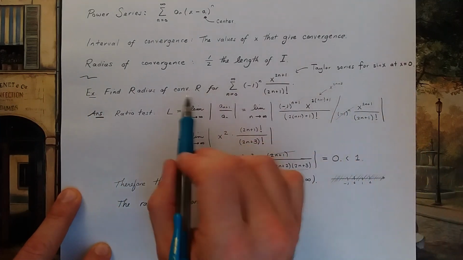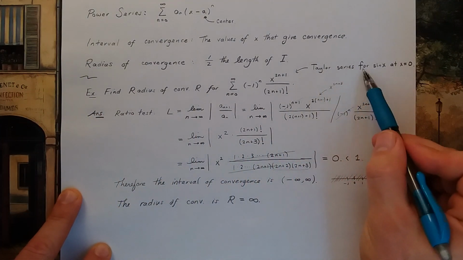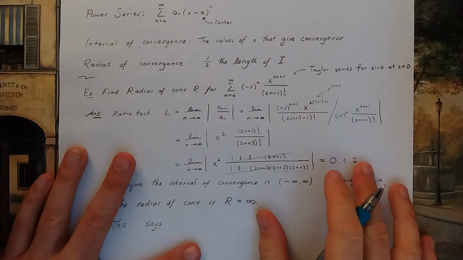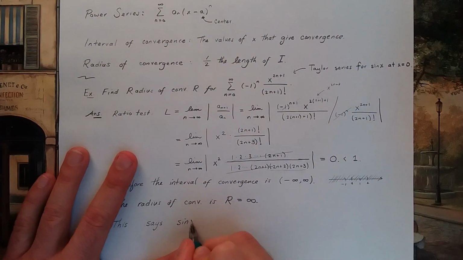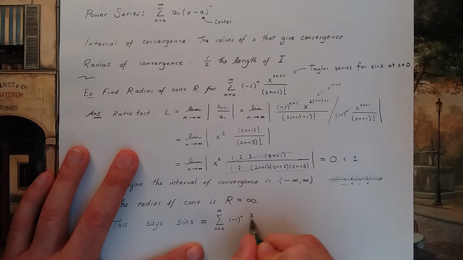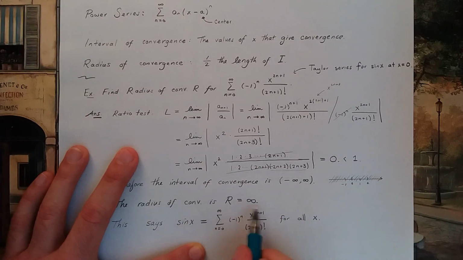The amazing thing about this problem is that earlier in the course we saw this is our Taylor series for sine x. This says that the function sine x equals this power series, the sum going from 0 to infinity, negative 1 to the n, x to the 2n plus 1 over 2n plus 1 factorial. This is true for all values of x. Because the radius of convergence is infinity, this always is a true identity.